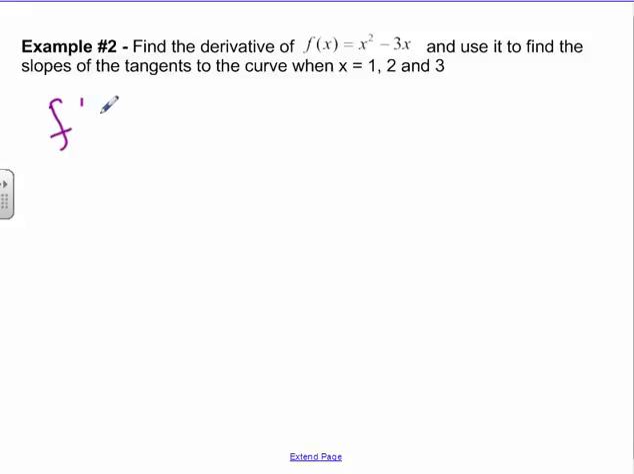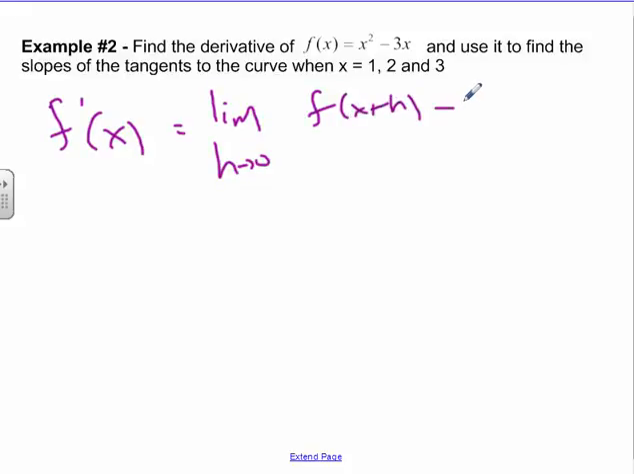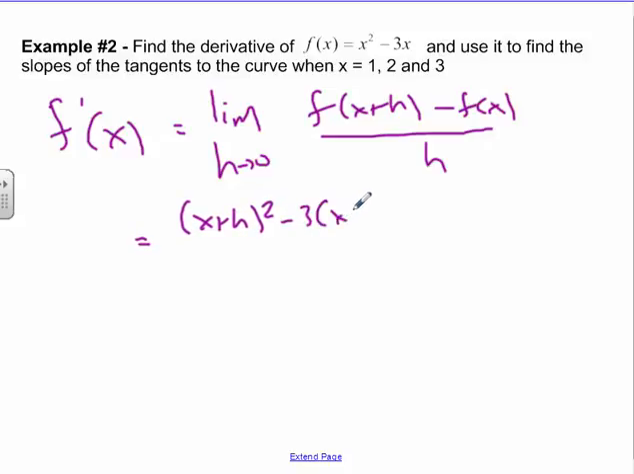So a derivative, which is this notation here, is equal to, again, the limit as h approaches 0 of f of x plus h minus f of x all over h, which is going to be equivalent to (x plus h) squared minus 3(x plus h). Then we have to subtract the function, which means we have to subtract x squared minus 3x, which again means I'll have to distribute the negative. So don't mess up the distributing the negative part there.